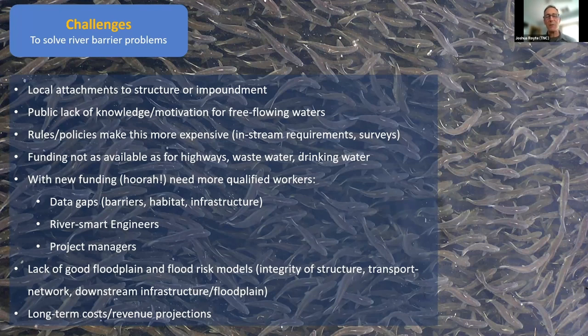We need to inspire people that a free-flowing river could be beneficial to them, the people upstream and downstream, the ecosystems. And I think we have better rules in Europe than most places in the world to bring the legal backing to help with that. We don't have good floodplain and flood risk models developed to figure out where removal of the structures could create problems or where we could create solutions by removing those latitudinal barriers into floodplains.